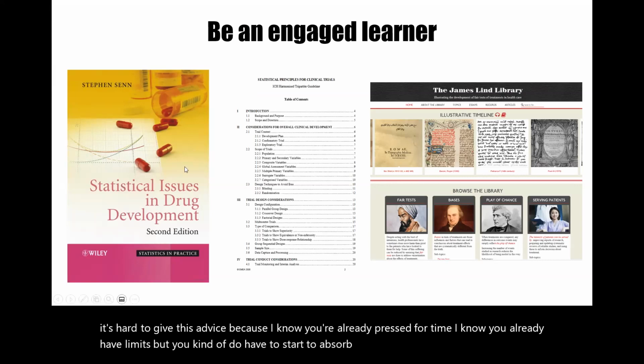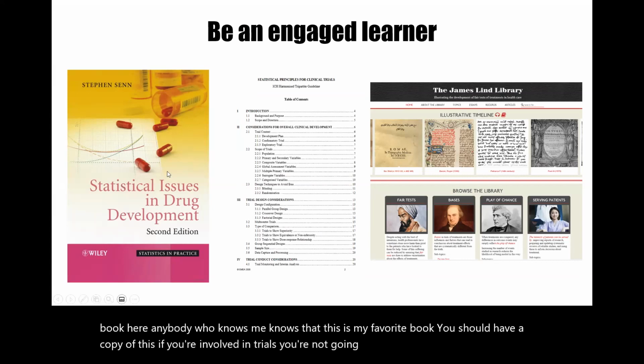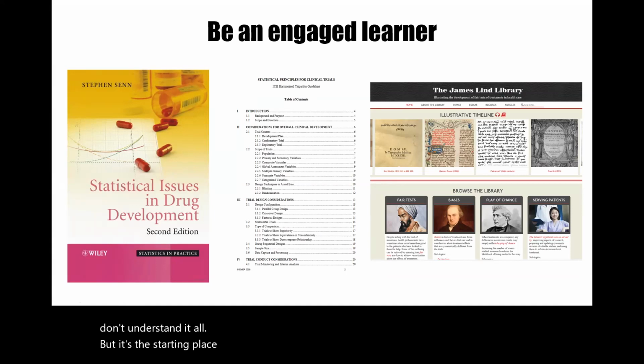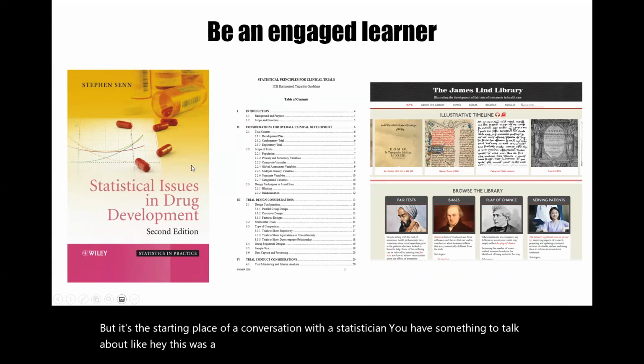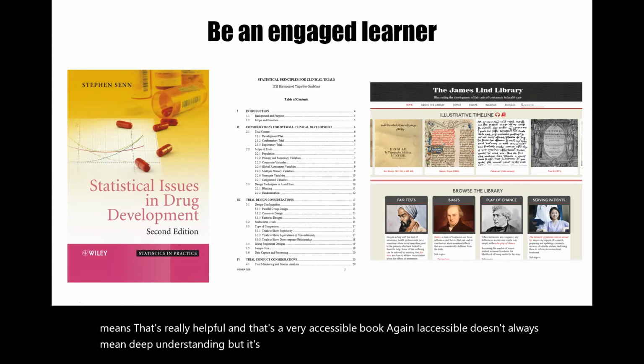So I've got Stephen Senn's book here. Anybody who knows me knows that this is my favorite book. You should have a copy of this if you're involved in trials. You're not going to understand it all. I don't understand it all, but it's the starting place of a conversation with a statistician. You have something to talk about, like, hey, this was a recommendation here. Can you help explain? Yeah, this is what that means. That's really helpful. And that's a very accessible book. Again, accessible doesn't always mean deep understanding, but it's not a book that's full of gobbledygook.